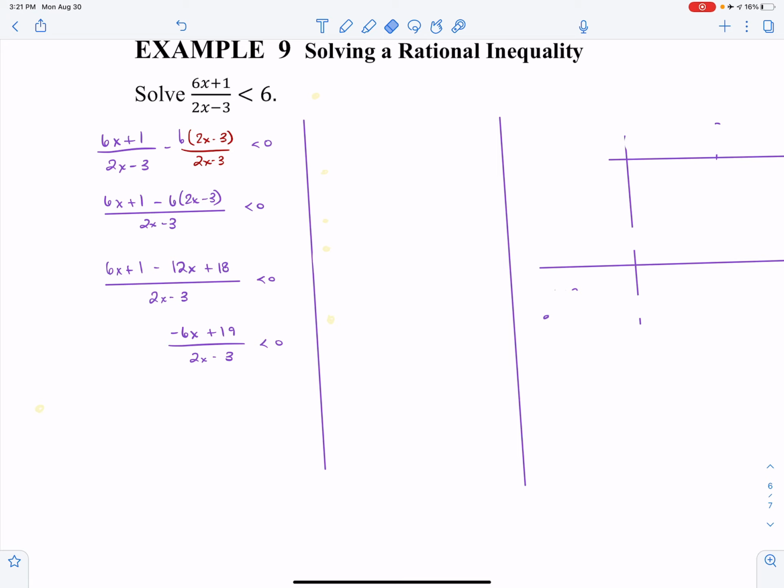And then what we need to do is figure out what makes the top equal to 0 and what makes the bottom equal to 0. Those are the two things that we need to find. So for the top, go ahead and subtract 19, divide by -6. So this is going to be a value of 19/6, which is the same thing as a little bit more than 3. And then for the second one, that one's easy. We're going to add 3 and divide by 2. Same thing as a half.